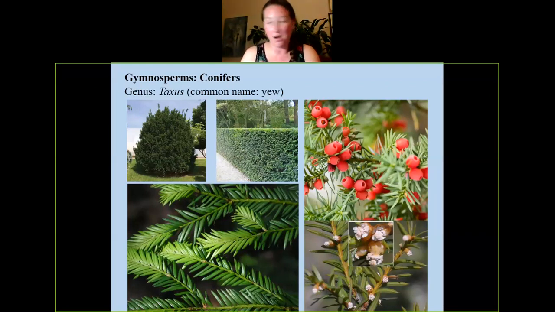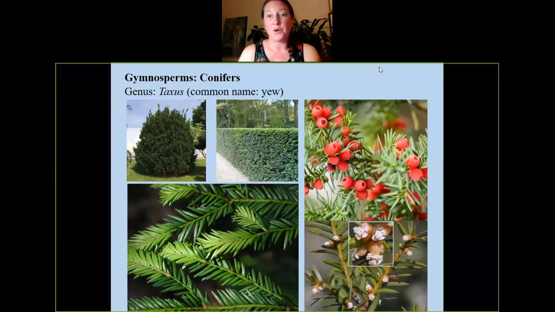And yew is also a conifer. So let me go to Taxus. This is another example of a plant where we're not talking about a specific species, right? We're going to talk about all of the species in the genus Taxus. Now maybe it makes more sense as to why I was going through all of those things at the beginning. So we're going to talk about all the species in the genus Taxus.